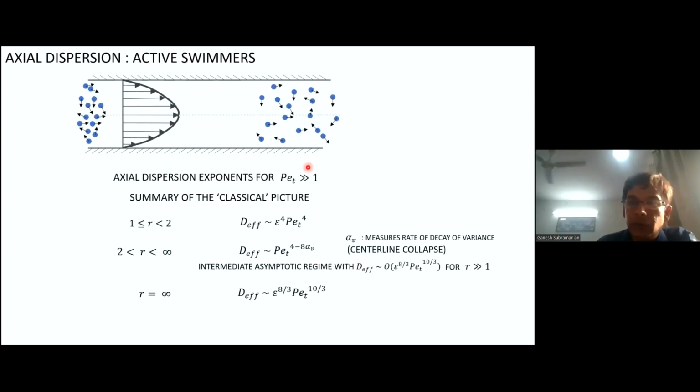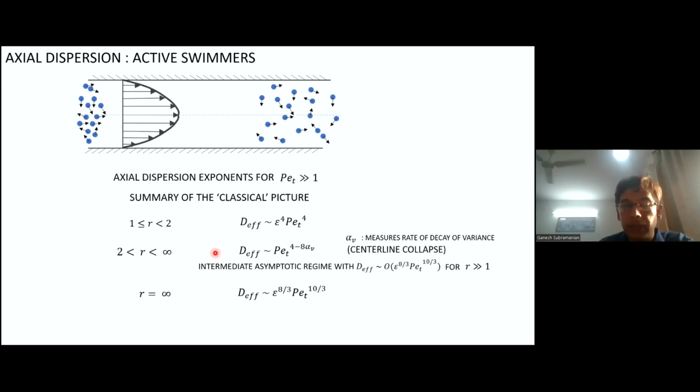I'm not going to go into the details of the argument, but if you summarize the classical picture, based on what I just said, there are 3 ranges of aspect ratios to worry about. When the swimmer aspect ratio is less than 2, I expect the classical argument to give an axial diffusivity that scales like Peclet power 4. When I have an infinitely slender swimmer, the axial diffusivity scales like Peclet power 10/3. The exponents are different, but they are expected provided you account for the Peclet scaling of the transverse diffusivity, which is why I term this the classical picture.